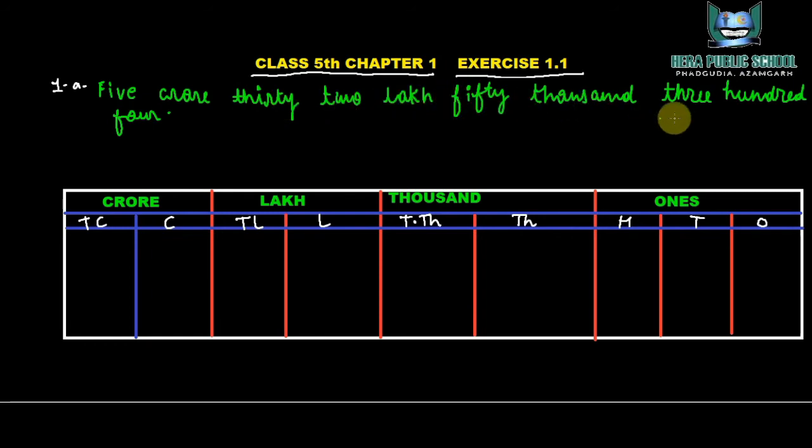5,32,50,304. 5 crore. So first we write 5 crore 32 lakh 50,000 304. In Indian number system, from rightmost we put comma after 3 digits, after that 2 digits, after that 2 digits. In this way we put commas in Indian number system.